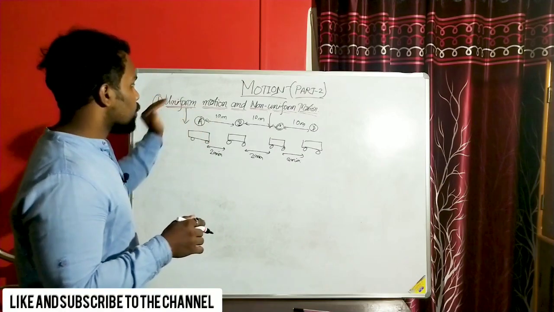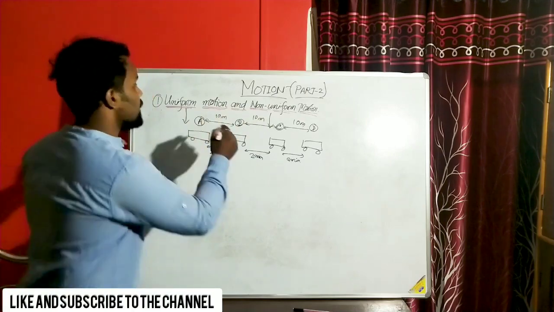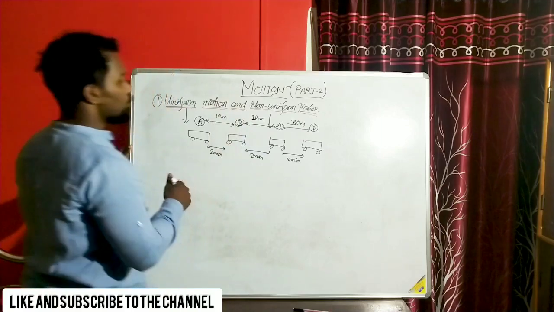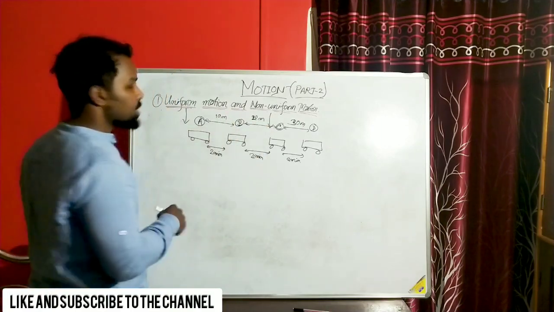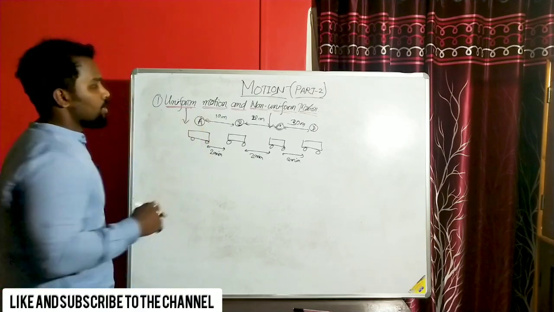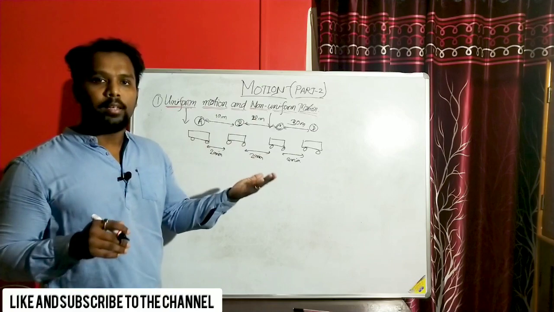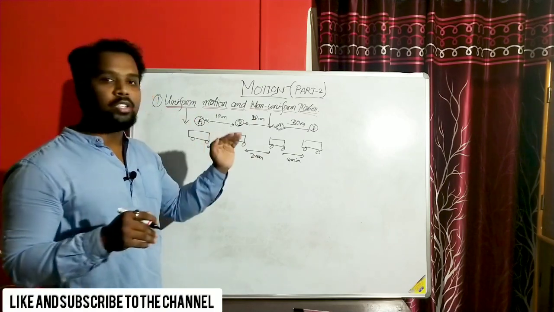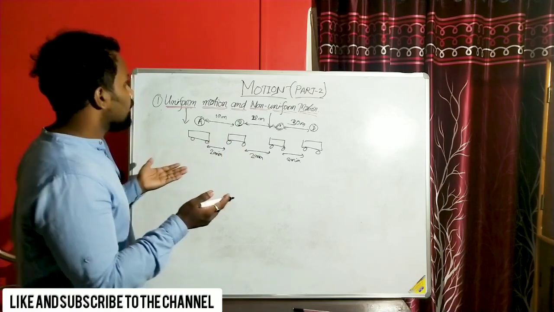First, I considered for information that the distances are the same. But if I now change the distances to 10 meters, 20 meters and 30 meters, the distance is different while the time is the same. In this case, we can say that whenever an object changes its distance unequally but in equal intervals of time, that motion is going to be known as non-uniform motion.